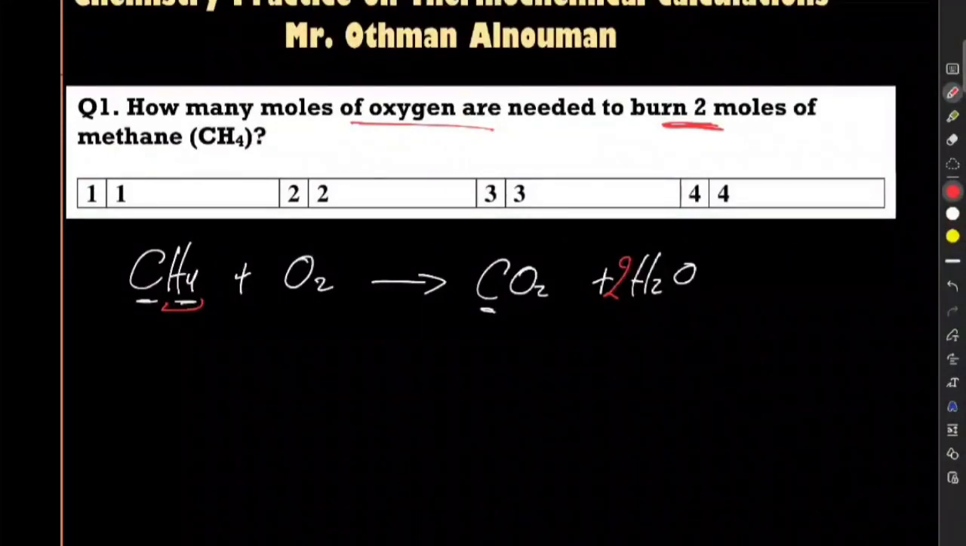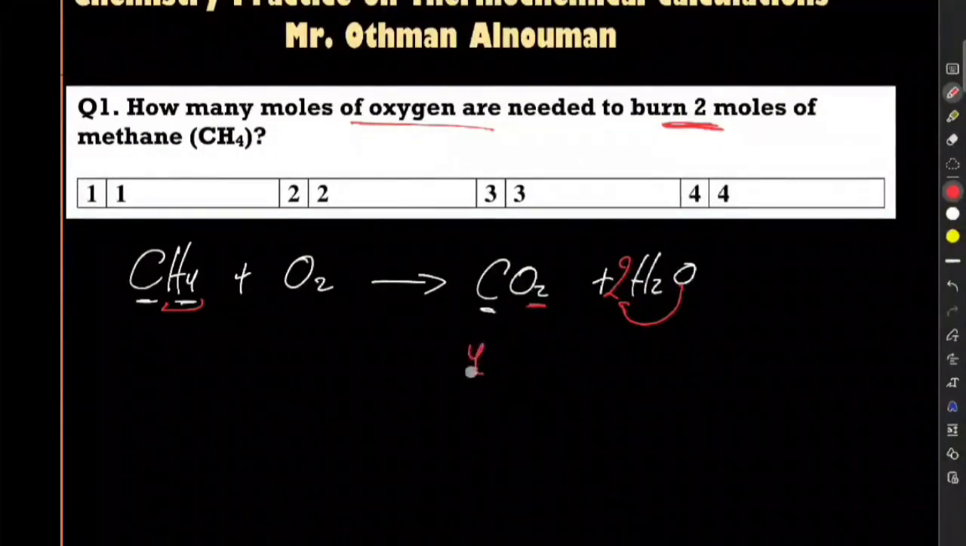Let's balance the oxygen. The oxygen here we have 2 and 2, 4. On this side we need to have 4. So I will add here 2. 2 times 2 will be 4. Now the number of oxygen is balanced on both sides.